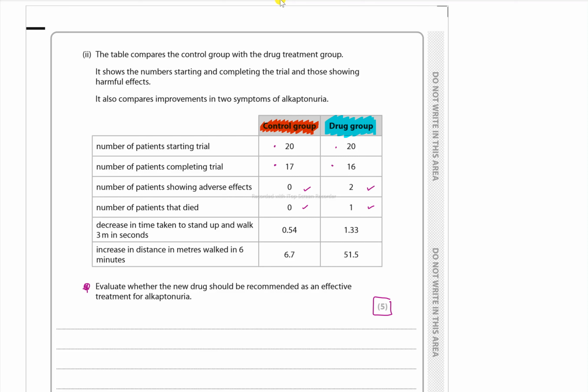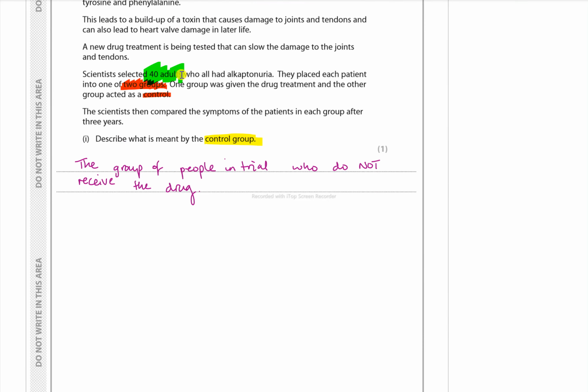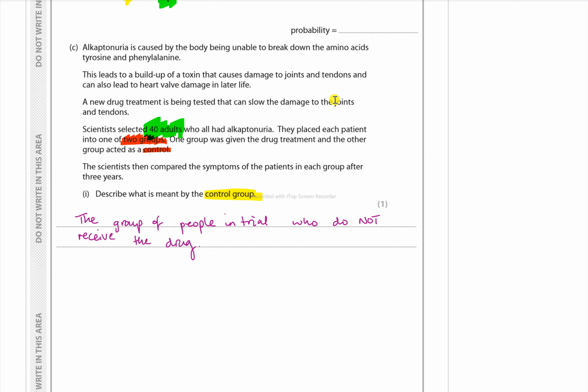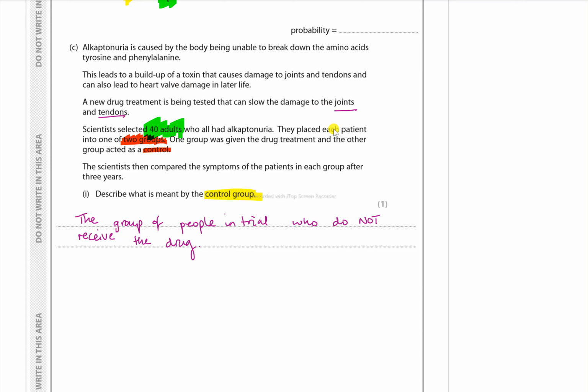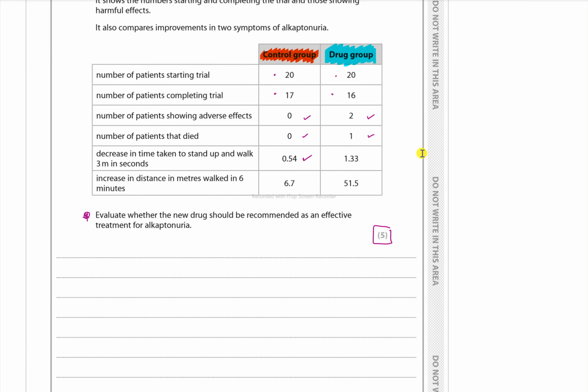and 1 showed adverse side effects. Right, decreasing the time taken to stand up and walk 3 minutes, 3 meters in seconds. So the control group took very little time, they can walk quickly. The people with that condition, because of weak tendons, joints and tendons, because those are damaged, what happens is you can't walk as quickly. So look, it took 2.5 times as long.